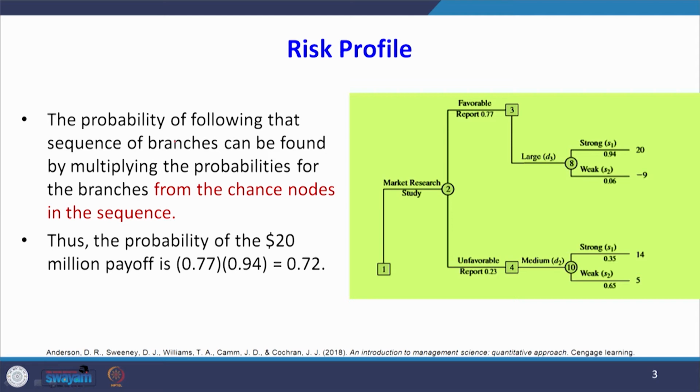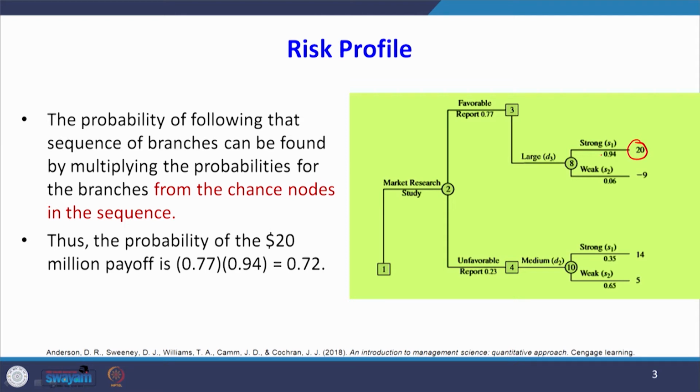The right hand side was our final solution for our decision tree problem by using the backward strategy approach. For this solution we have to provide the risk profile. To draw the risk profile we need to know the probability and the payoff. For example, here there is a 20 payoff. Now, we have to find out what is the probability for that.